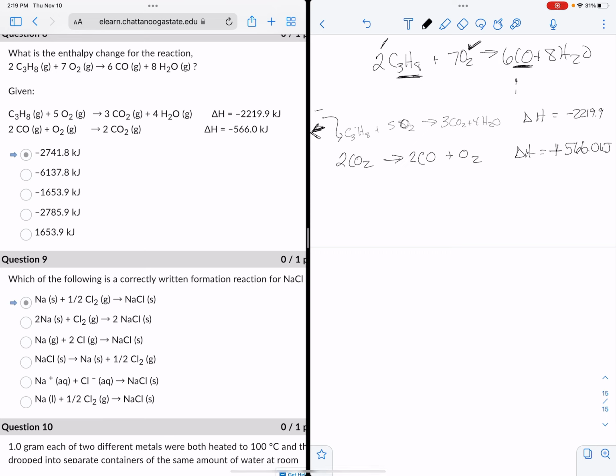So notice that this one is a 2, but I don't have anything in front of that C3 number. So I'm going to multiply everything by 2. So that makes that a 2. That makes this a 10. That makes this a 6. And that makes this an 8. And always double check yourself on that.